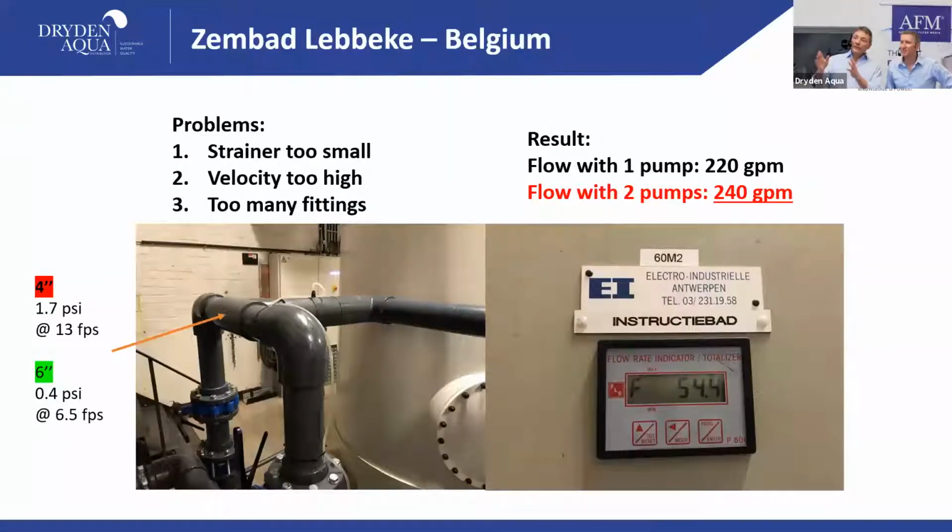This is what you see here on the result. If they run the system with 1 pump, they get to 200 gallons per minute. If they added the second pump, remember, with 5.5 kilowatt, they got to 240 gallons per minute. This is great. Now with an extra 5.5 kilowatt, you achieve 20 gallons per minute. This is terrible. And it's really just because the strainer is much too small. That was the main problem. The velocity is much too high and there are too many fittings.